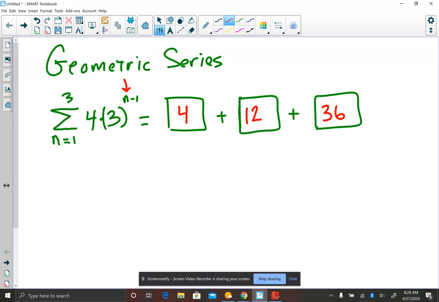So in total, this expression here is 52. You could add this up the old-fashioned way. The problem is that you cannot use the rainbow technique. That does not work. That only works for arithmetic.